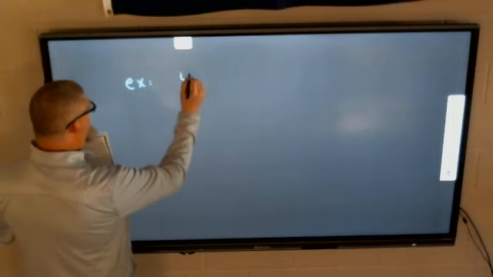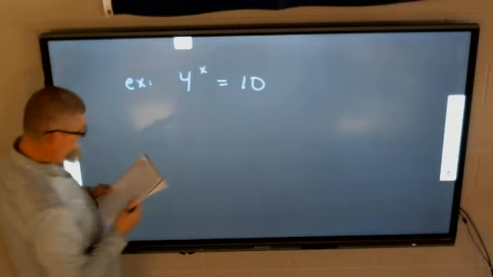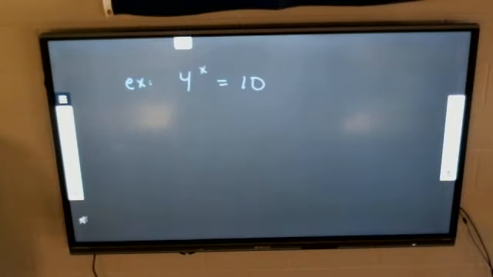So let's give you some examples here. Let's do that problem we just had. 4 to the x power equals 10. Okay? So remember, what I'm asking for is, what number can I take 4 to get me a whole number 10?